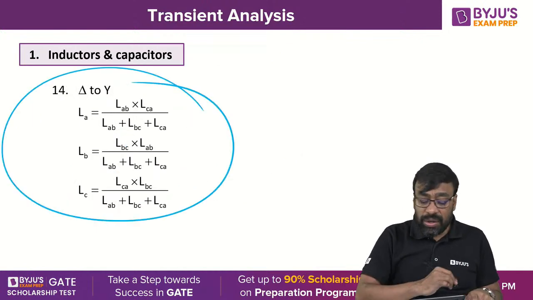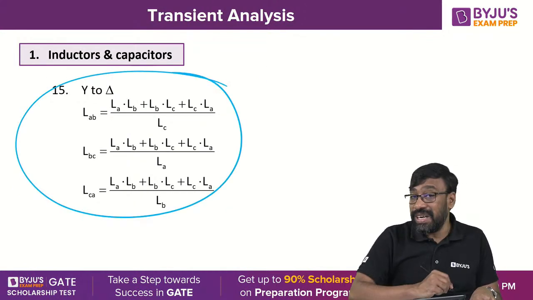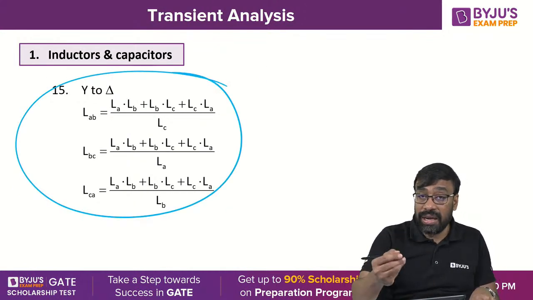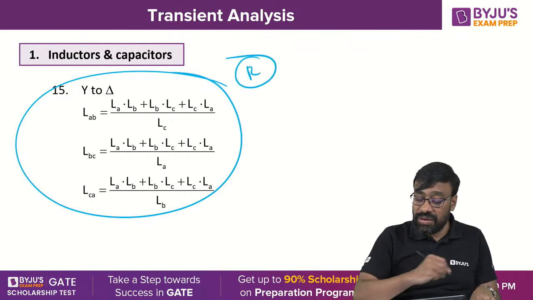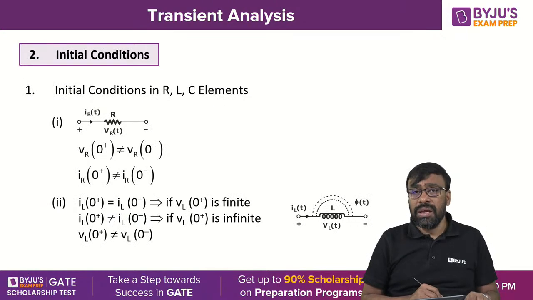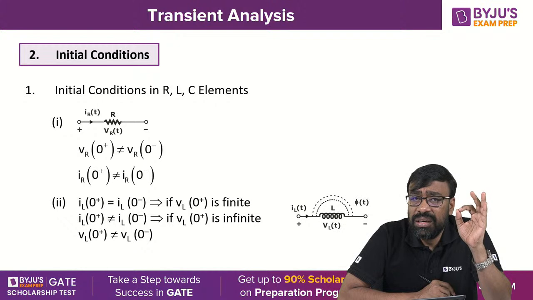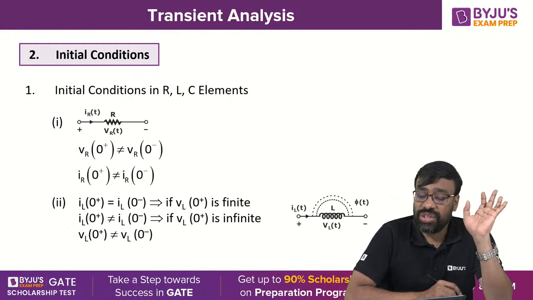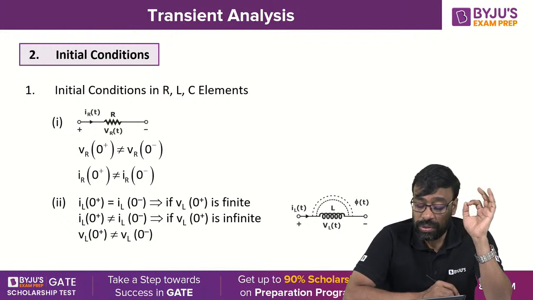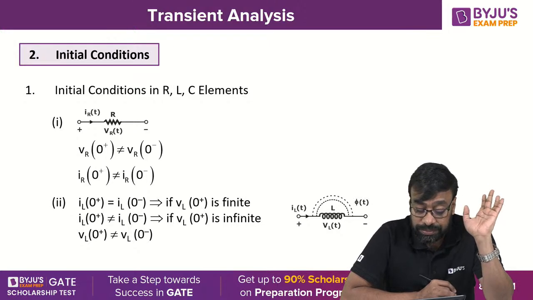Delta to star: again, I told you the resistor formulas and inductor formulas are both the same. I don't want to spend time on this. You already had a clear explanation in the previous session about the resistor formulas. The most important one for the transient analysis is initial conditions. All of you pay your attention now. Very important discussion it is.